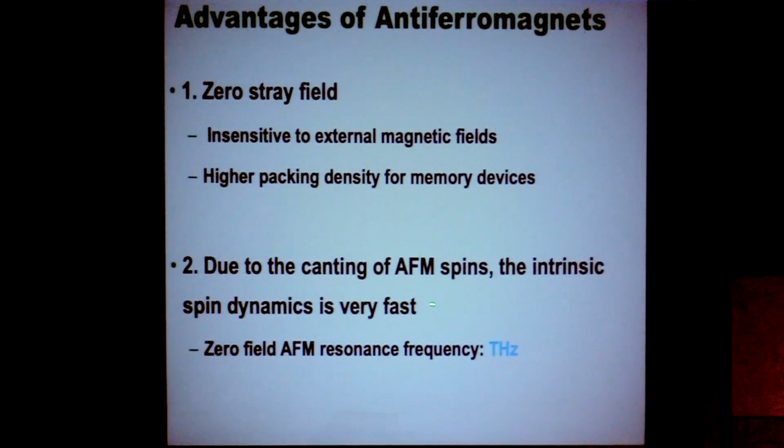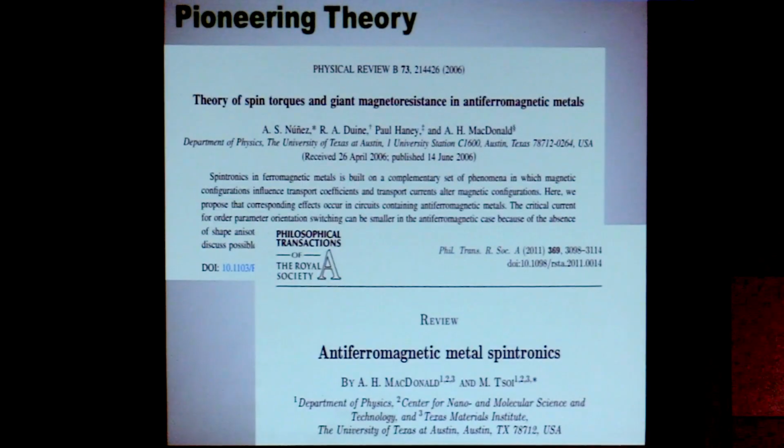Typically, the zero-field AFM resonance frequency is gamma times the spin flop field. For antiferromagnets, the spin flop field could easily reach several tesla or even more than 100 tesla. So finally, this frequency becomes more than 10 terahertz. Actually, some very early theory, for example, is on this so-called antiferromagnetic spintronics. For example, in 2006, Prof. MacDonald's group proposed we can use spin torque to realize GMR in antiferromagnetic metals.